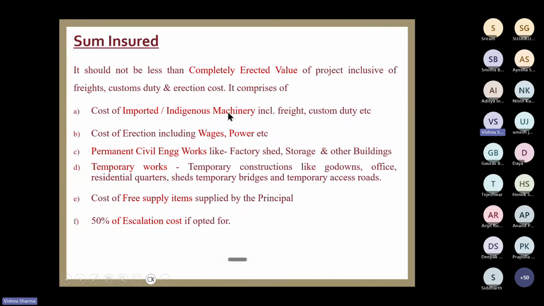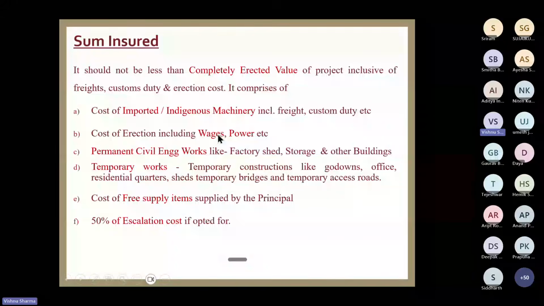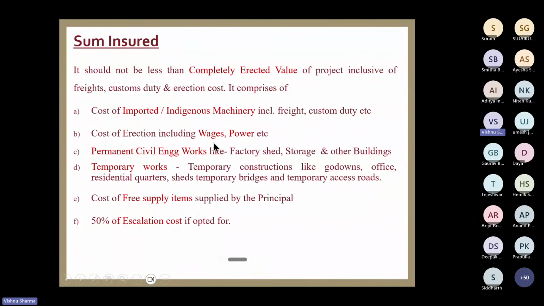So one thing is your indigenous machinery, then your cost of erection. It includes power, wages, and other charges also, supervision charges. All these things are covered under cost of erection. We call it erection cost also. Then permanent civil engineering works, as I told, if it is a mixture of engineering and civil works, whatever is permanent, like construction of sheds and godowns, they are permanent sheds.